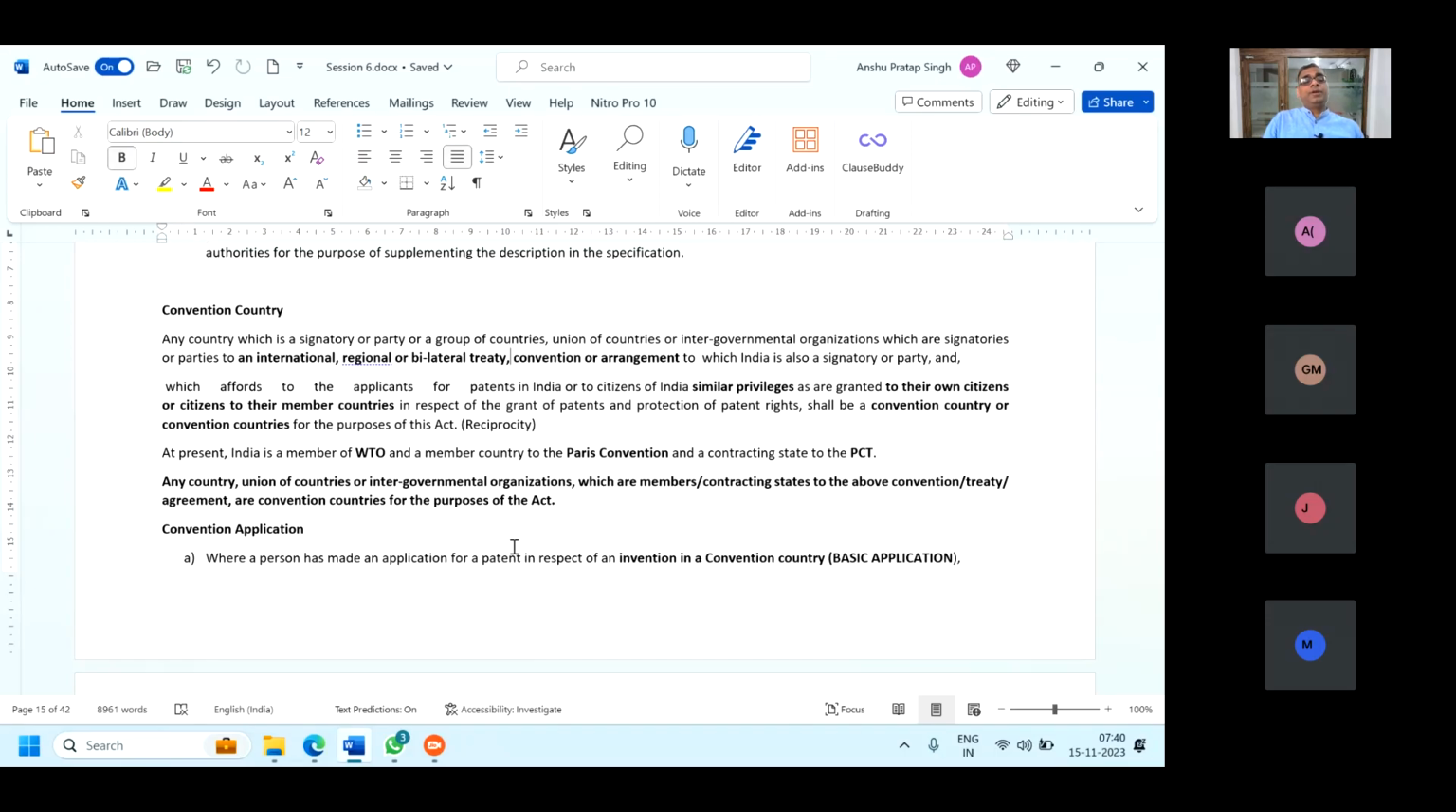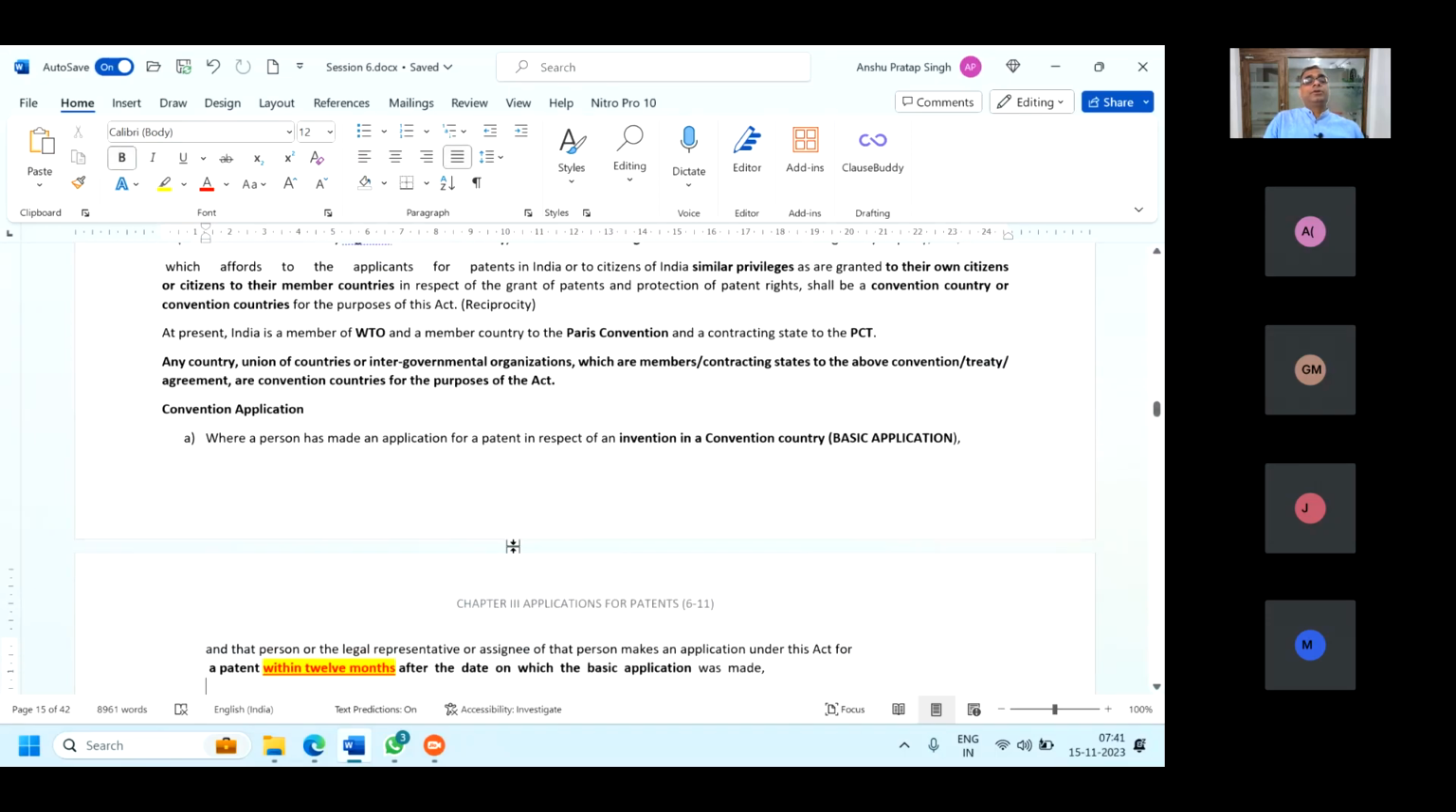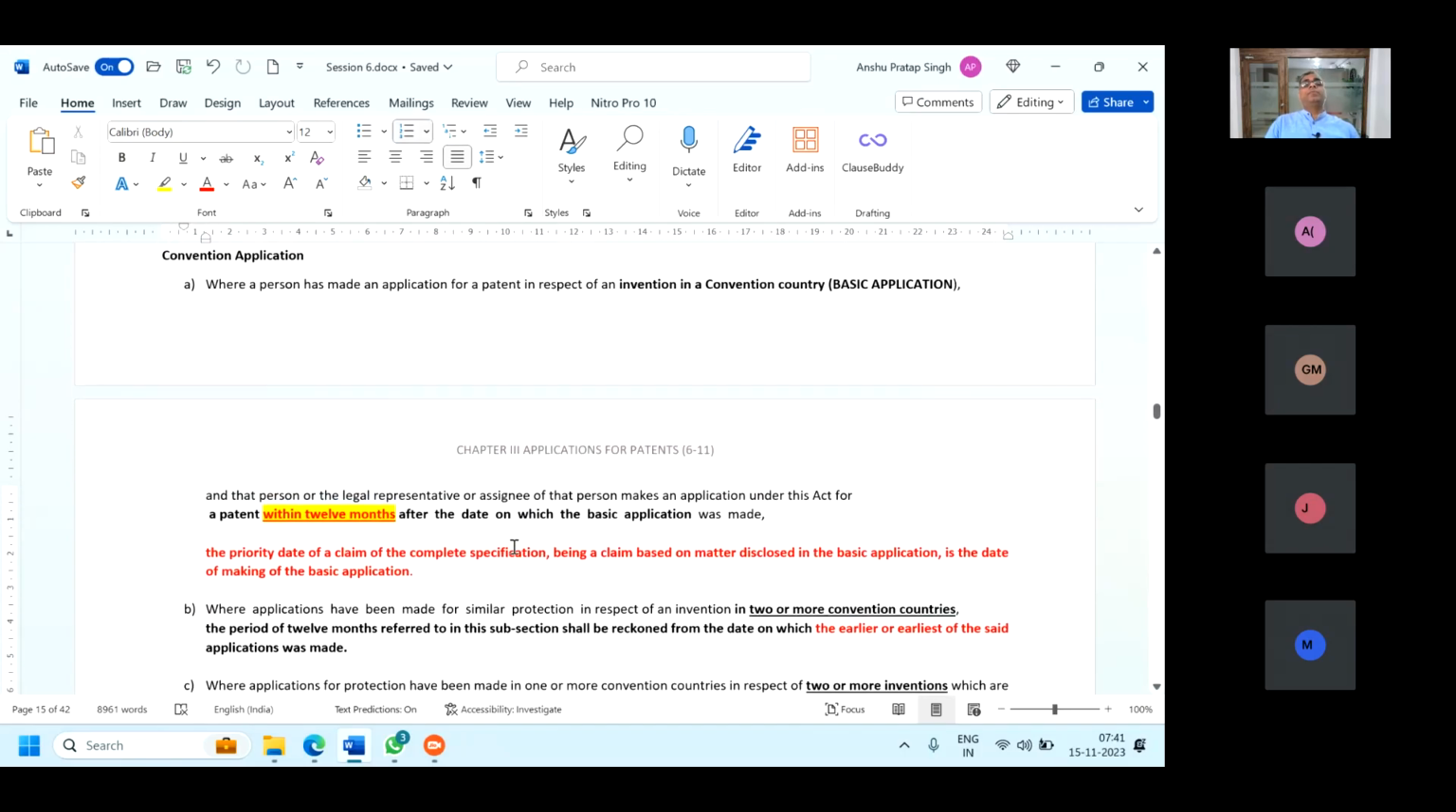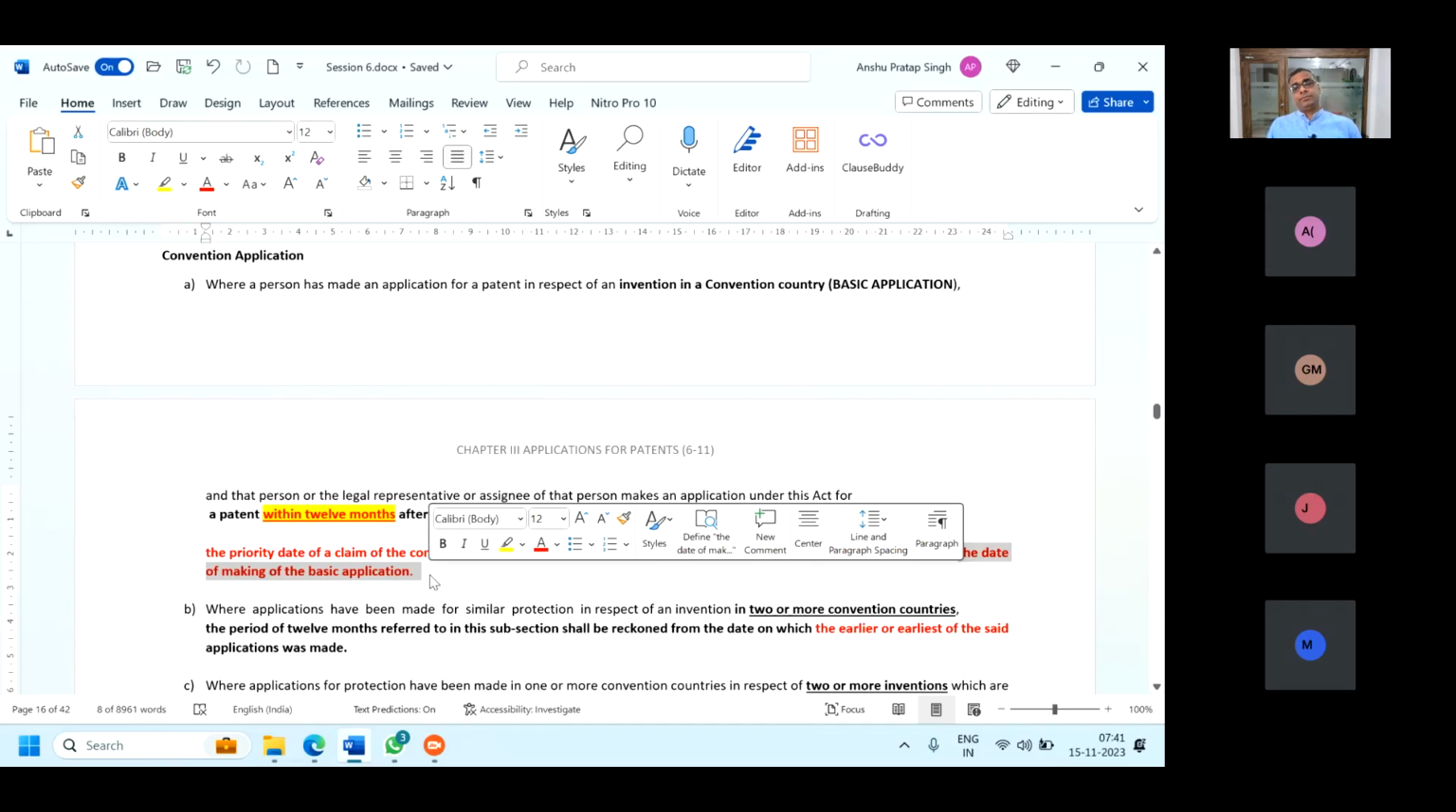Now, convention application. What is a convention application? Where a person has made an application for a patent in respect of an invention in a convention country. If you have filed an application in a convention country, that will be considered the basic application. Now you have 12 months. Within 12 months, if you apply in India, you can claim priority for that complete specification. Okay. So I will consider the date of that basic application as the priority date for my application.